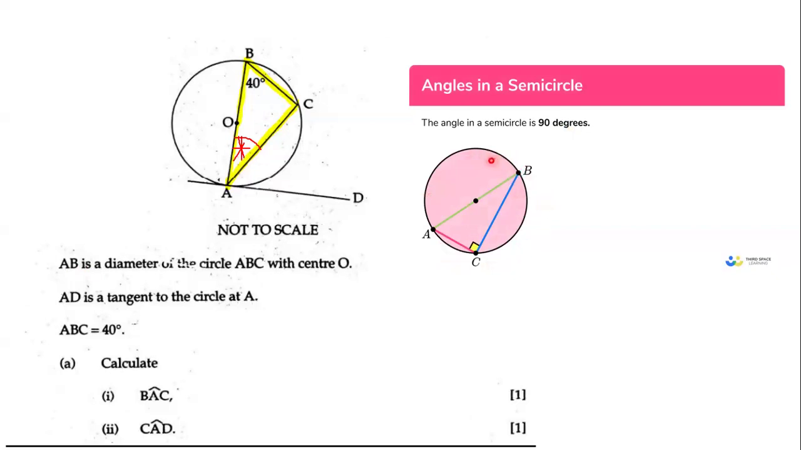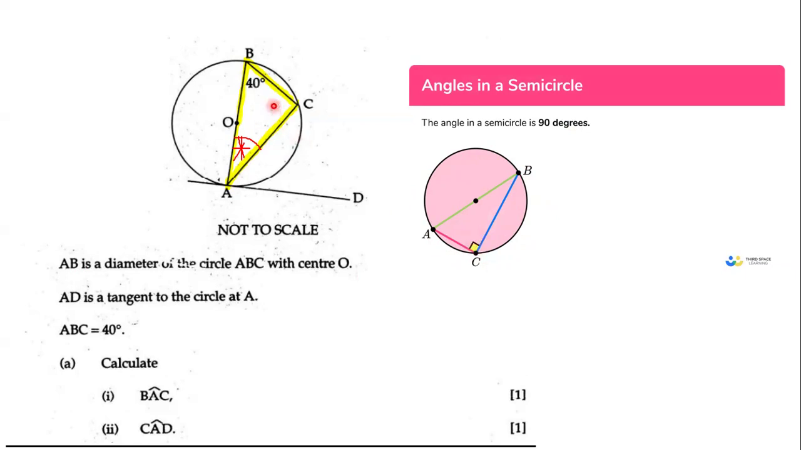Notice the diagram that we have. We have the diameter AB, and this diameter cuts the circle into two halves, right? This half and also this half. So this is a semicircle. And notice that this angle, angle C, is 90 degrees because the angle in a semicircle is 90 degrees.